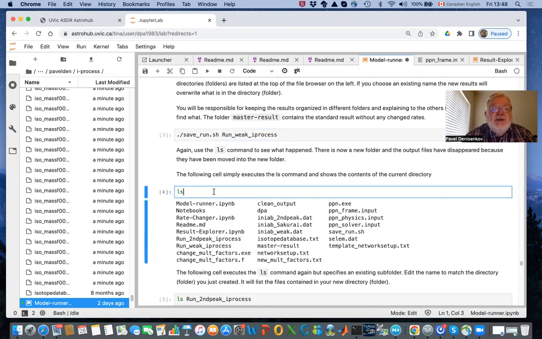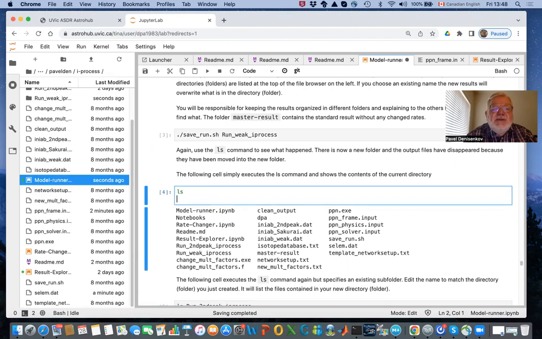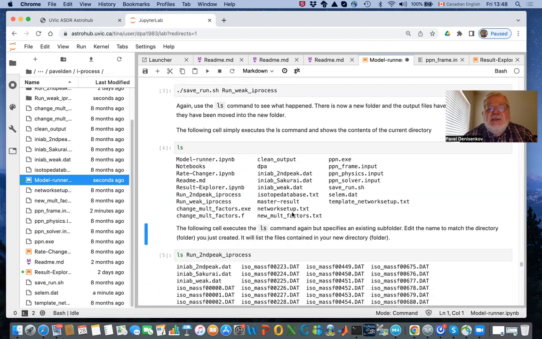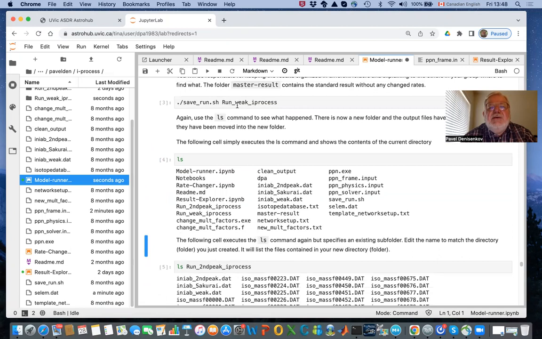Now I check again my main directory. You see now there are no output data files in the directory because they were saved in the directory with the name run underscore weak underscore i-process.